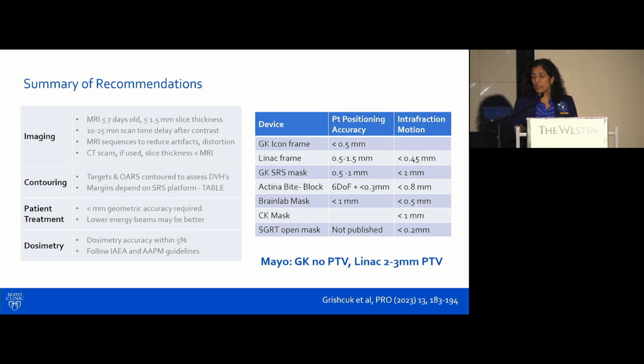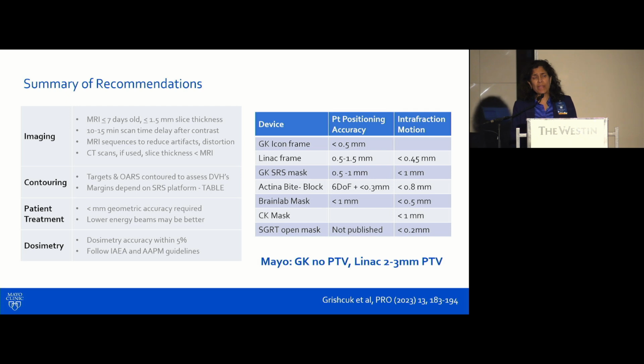So there's a summary of recommendations that are out there, and this was a very nice publication from last year in the PRO journal. There's guidance about imaging, the contouring, the patient treatment and delivery, and then the dosimetry. Based on the type of technology you have, they had different guidelines for Gamma Knife versus LINAC-based. So I thought this was a very nice review to establish some sort of platform.